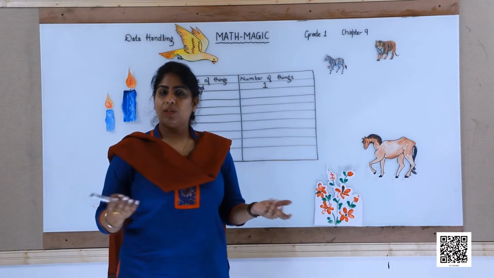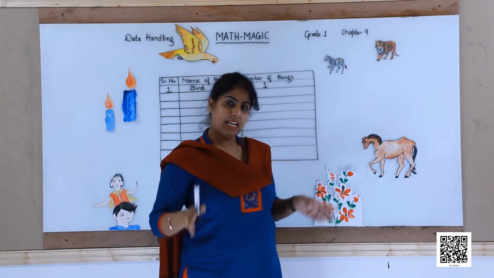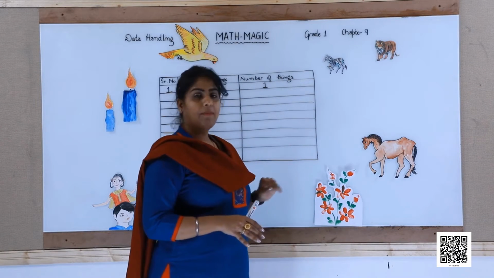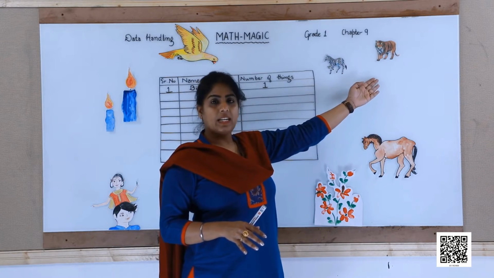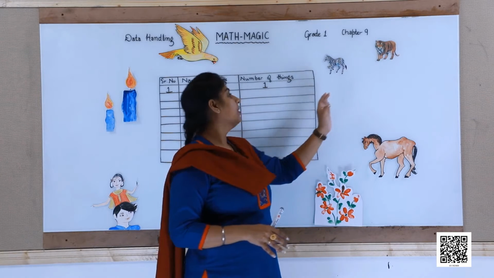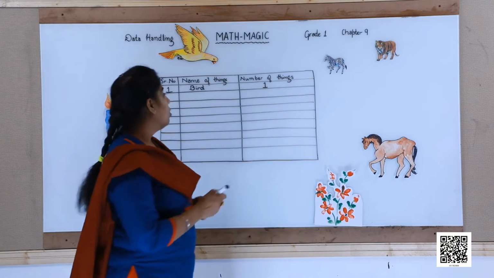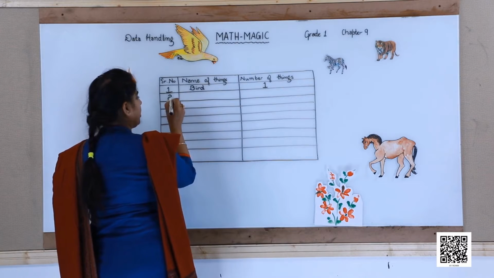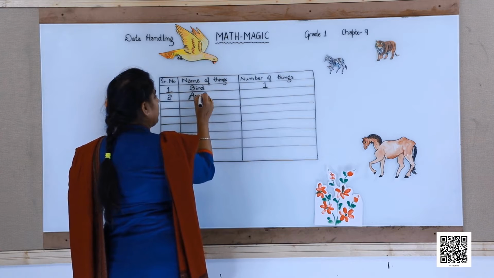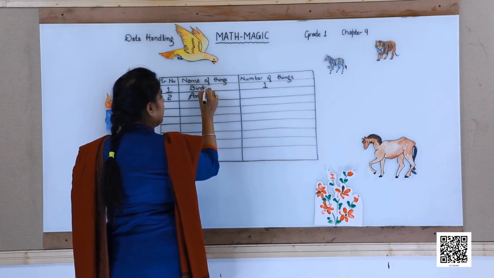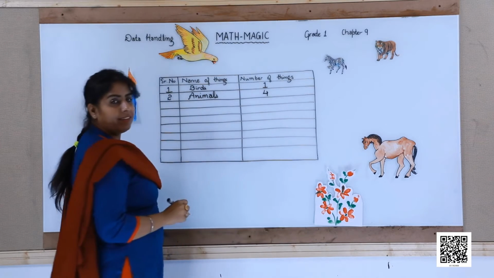Okay, now let's see. How many animals do you see now? Yes, for animals we also include the birds. In the animals category we also include the bird. So the total number of animals would be 1, this is the first one, 2, the second one, 3, the third one, and 4th is the bird. So we have how many animals? 4. So serial number here would be 2 because this is the second thing that we are counting. Name of the thing would be animals, right? And then number of animals would be 4, right?